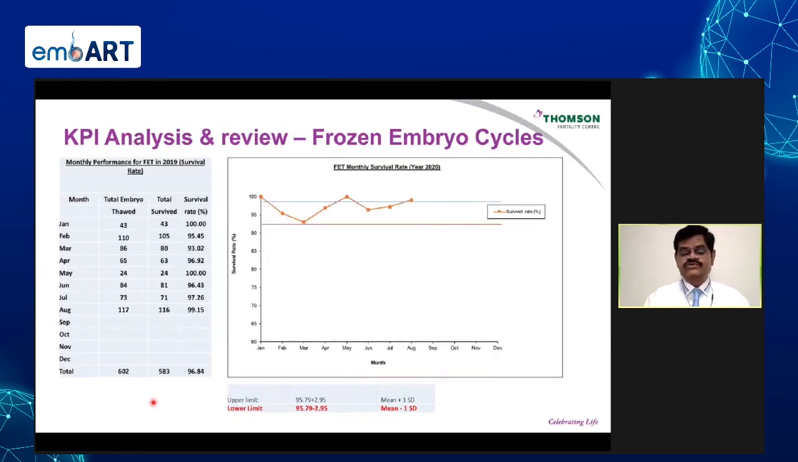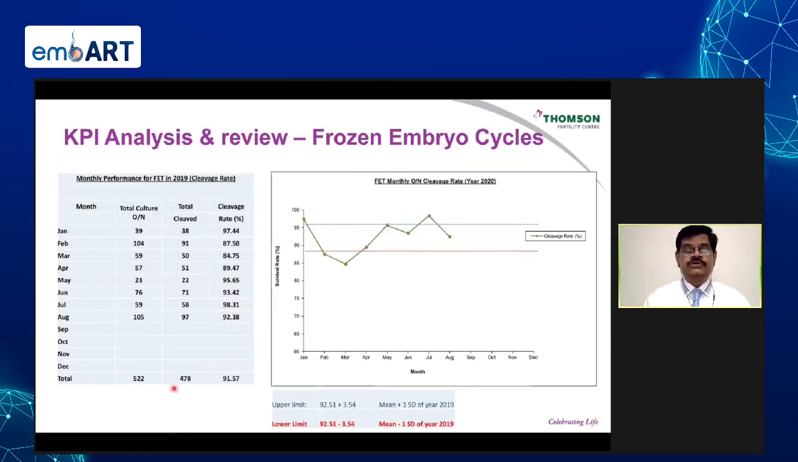When it comes to frozen embryo transfer cycles, we also look at the survival rate after vitrification and warming. We are achieving around a 97% survival rate, which is good. Compared with last year's mean, I think we are slightly better. Looking at the graph, you can see that we are doing well. Overall, everything is fine.